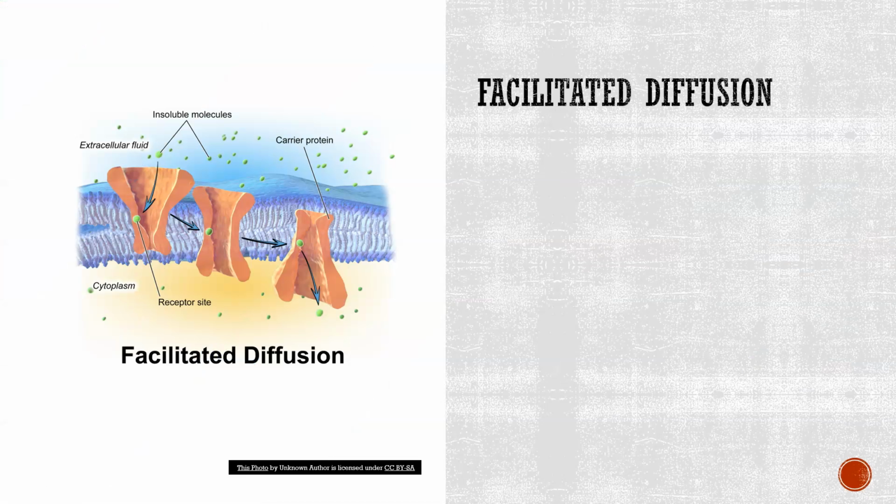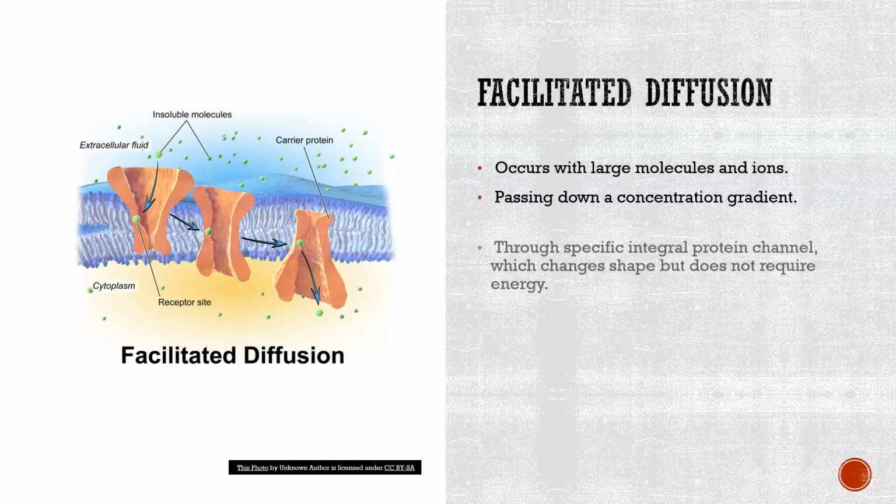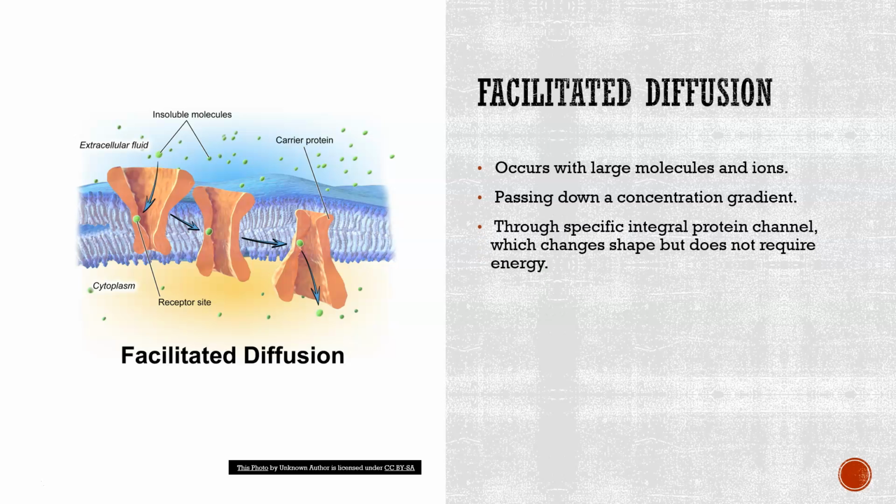The next step on is facilitated diffusion. This occurs with the larger molecules. In simple diffusion, those molecules are small and can pass through the phospholipid bilayer, whereas facilitated diffusion is for molecules that are bigger, or even certain ions. It's still passing down our concentration gradient, and these larger molecules or ions pass through what we call protein channels. These are proteins embedded in our phospholipid bilayer, and they allow these molecules to pass through them.